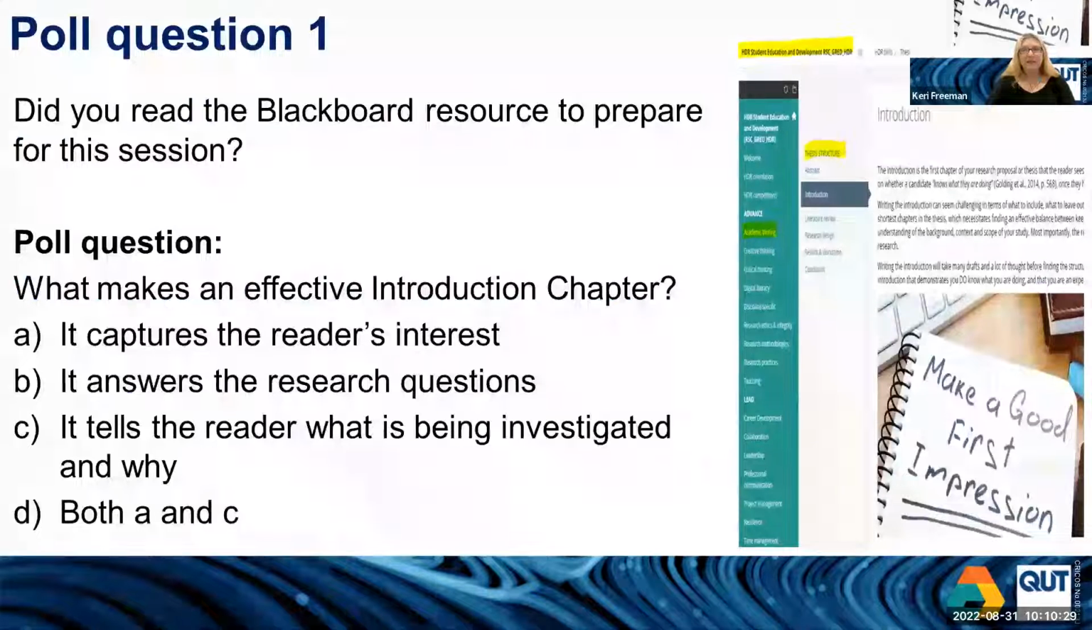Now, in the UniHub reminder email that everybody gets the day before you have a training session, I hope you do read those emails, because there's often important information that we want to tell you about, such as the resource on Blackboard. So in that resource, if you did go and have a look at it, it's a really good summary of all the moving parts of an introduction chapter.